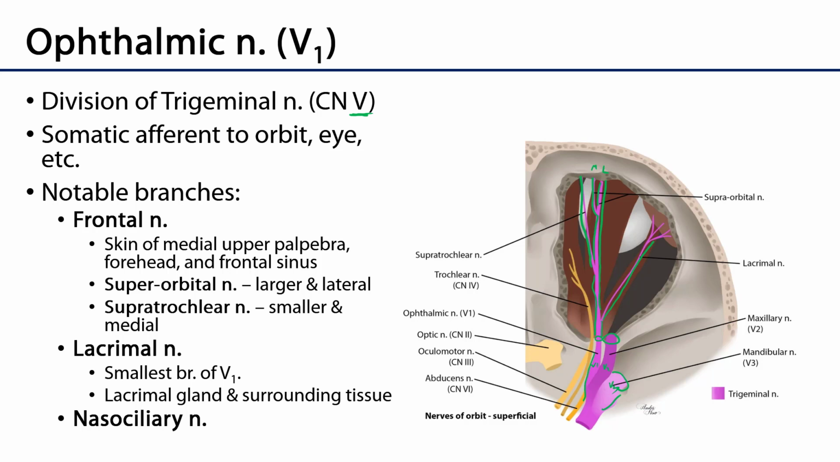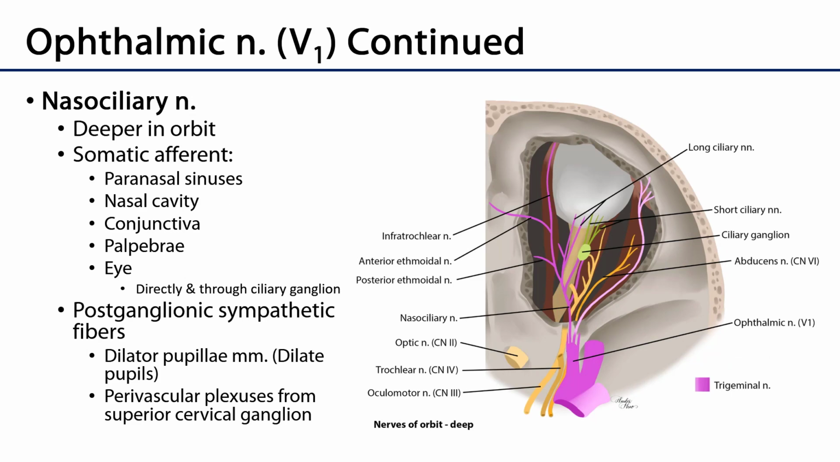The nasociliary nerve is another branch of the ophthalmic nerve. To see this, we have to look deeper in the orbit. So here we can see the nasociliary nerve coming through the superior orbital fissure. It's going to have branches which serve the ethmoidal air cells, so paranasal sinuses, the nasal cavity, and an infratrochlear nerve to go out to serve the conjunctiva, skin of the palpebrae.